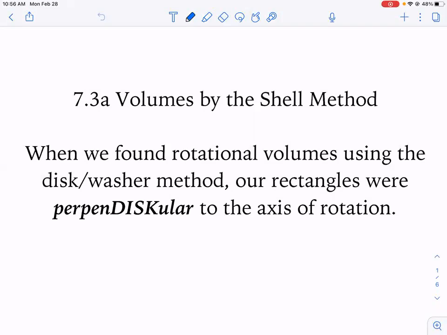When we talked about rotating a region about an axis with the disc washer method, our rectangles were, remember this, perpendicular. We are now going to talk about a method today where we are going to rotate regions about an axis, but instead of making discs or washers, we are going to be making shells. Not like seashells, like cylindrical shells.